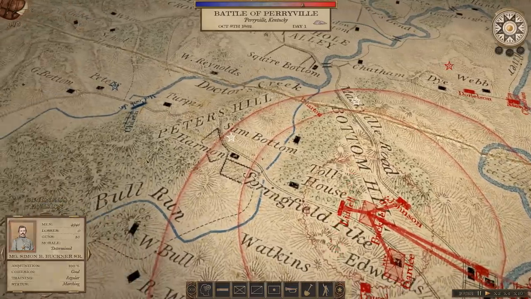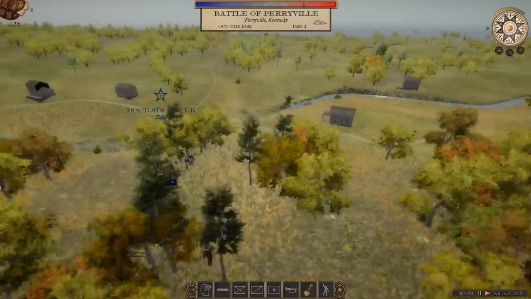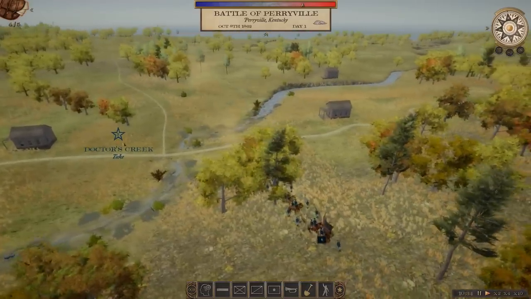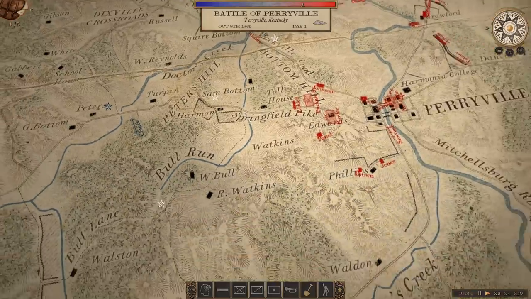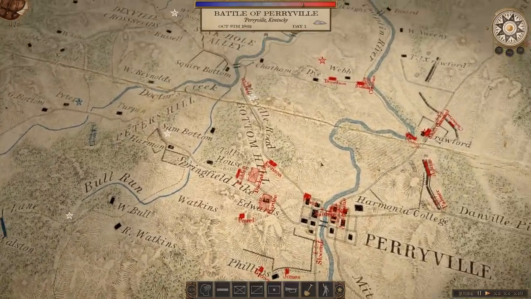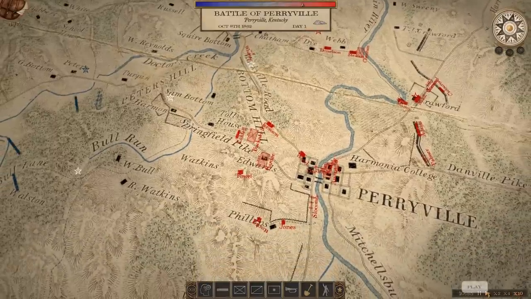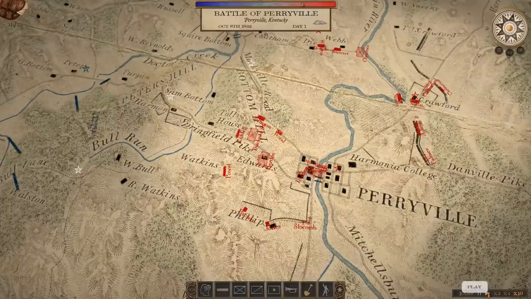We see at least some infantry and artillery already crossing Doctor's Creek, moving further east. Let's wait for the units to move.